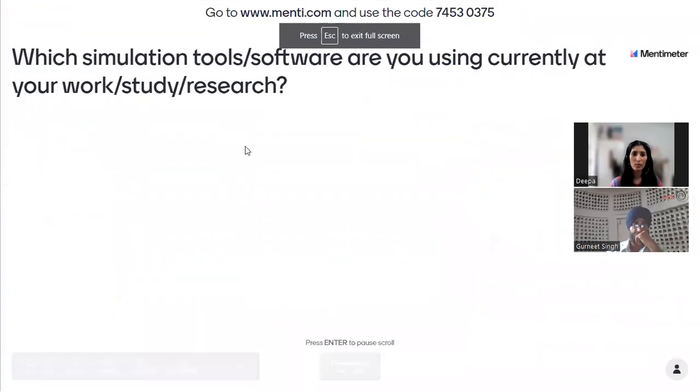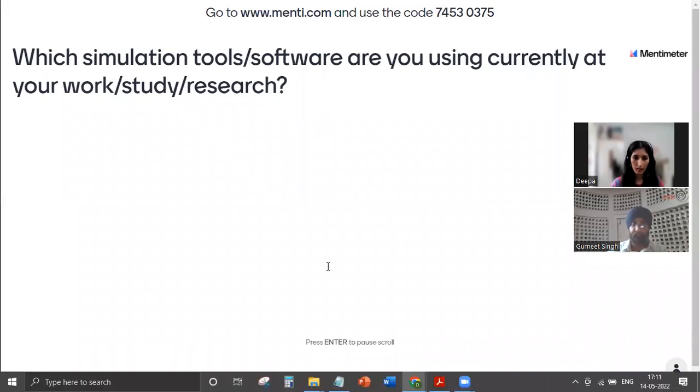Okay, so the question is, which simulation tool or software are you using currently at your work, study, or research? I think, Deepa, the link is not the correct one. Let me put this again. Oh, yes, sorry, it is the Insta module link. Sorry, the Menti link. Please ignore the first one. Here is the Menti link in the chat. Please use that.